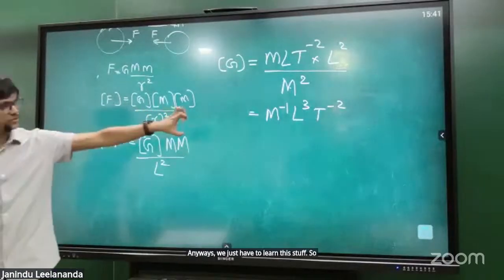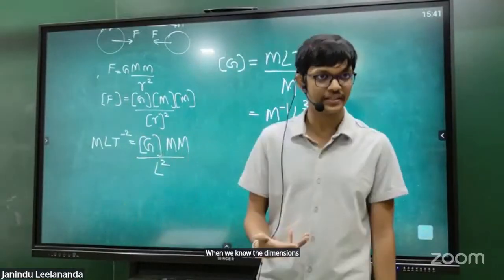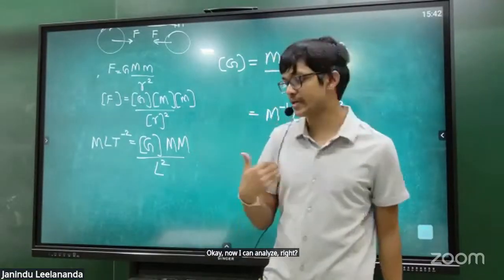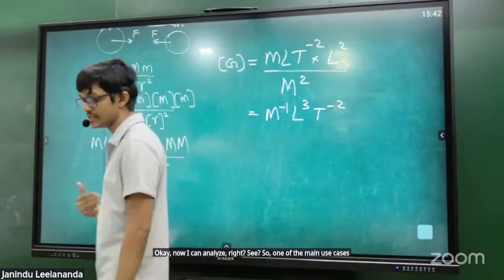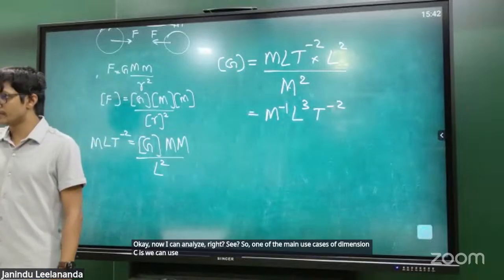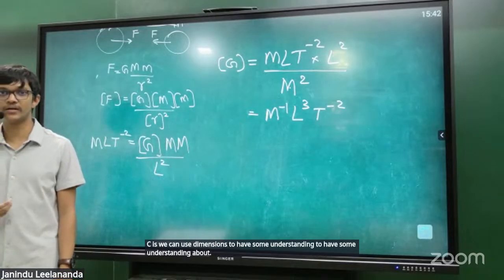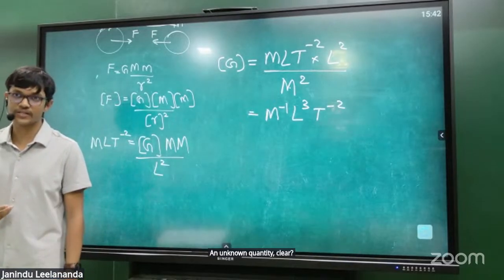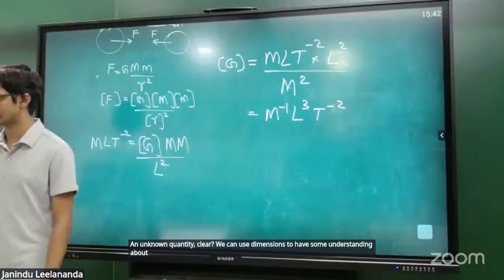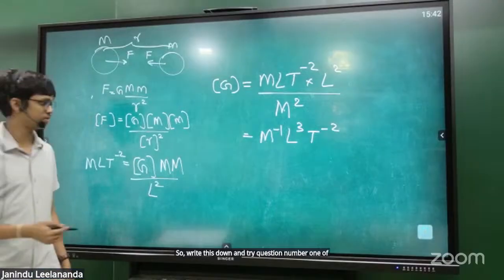So when we know the dimensions of G, now we have some pointers to work on this, right? Now I can analyze. One of the main use cases of dimensions is that we can use dimensions to have some understanding about an unknown quantity. Clear? So write this down and try question number 1 of uses of dimensions.